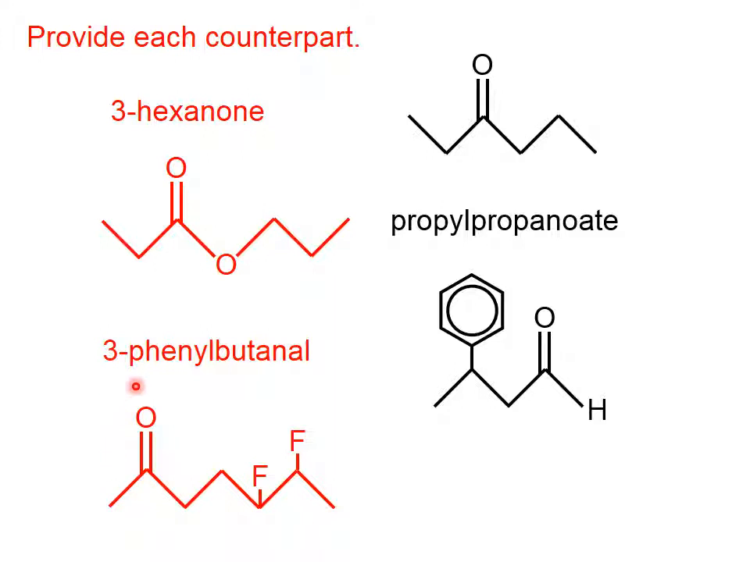This one looks like a ketone, and we know that because you have carbon on the left and carbon on the right. We're going to call this, how many carbons do we have here? 1, 2, 3, 4, 5, 6, 7. So this is going to be called 2-heptanone, and then we need to name the substituent groups: 5,6-difluoro-2-heptanone.